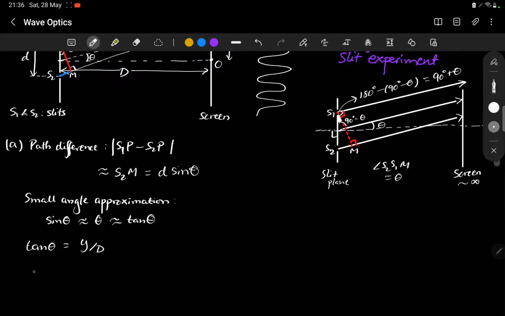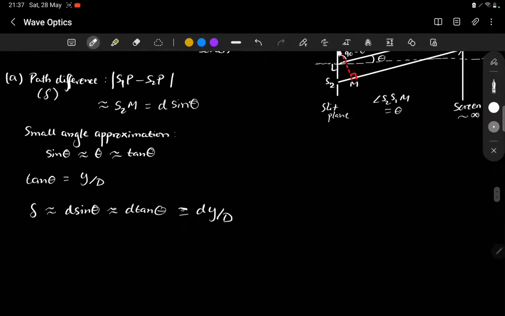So we get path difference. Path difference is called delta. So we get delta is approximately d sin theta, which is approximately d tan theta, which is equal to then d y over capital D.